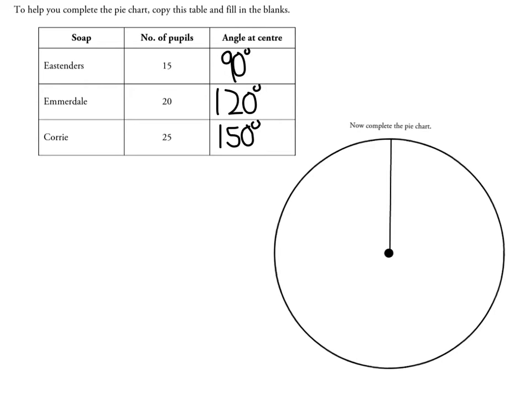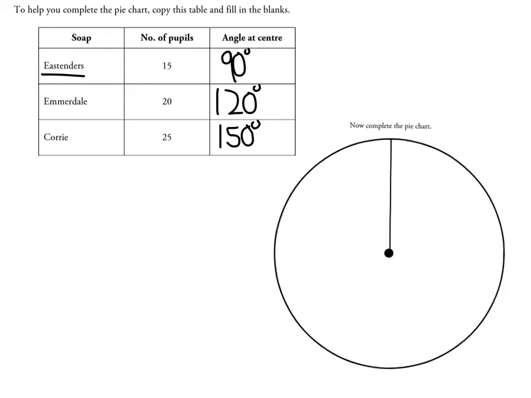So now that we have our angle at centre, we can start constructing our pie chart. Now you're going to have to use a protractor for this, which I don't have, but I'm going to sort of talk you through what I would do. So the first thing I'm going to do is work out how big a chunk of this pie EastEnders would be. So it's 90 degrees.